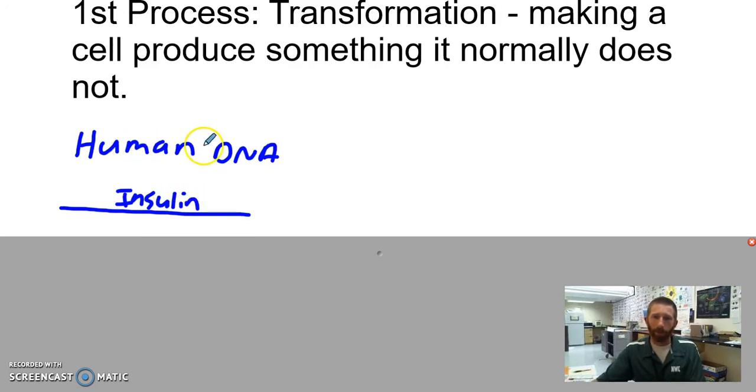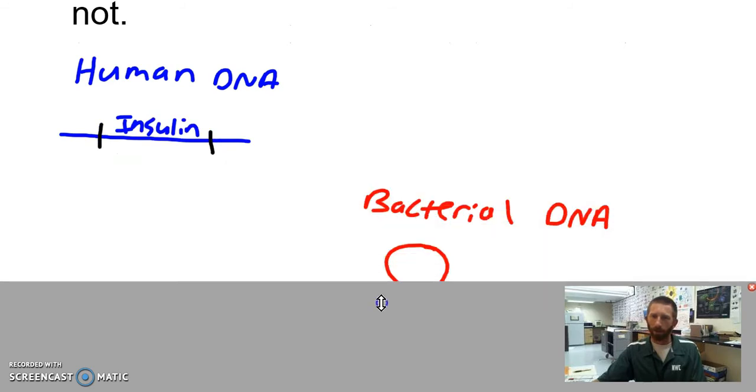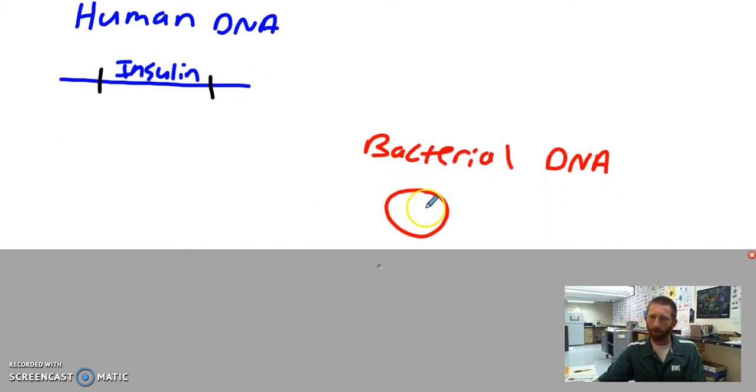So what they did is they took human DNA and they found the human insulin gene, and they cut, right, the insulin gene out of human DNA. And then they took bacterial DNA, which you'll remember is in a circle, and they used, this is key, the same restriction enzyme to cut. And of course, these are restriction enzymes that make sticky ends.